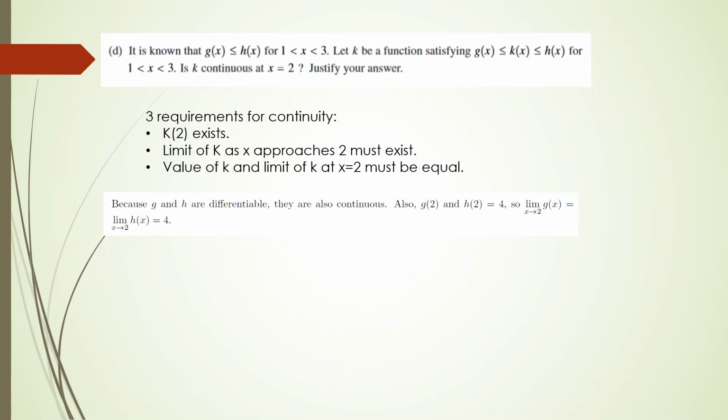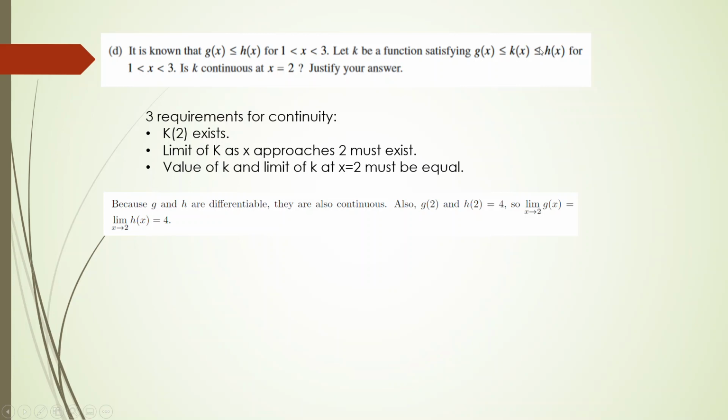Well, think about the graphs. Think about g being below h, except for at x equals 2. What's happening at x equals 2 is that those two graphs are actually touching, and they're touching at a y value of 4. The reason that's so important is because k, we know, is in between g and h.